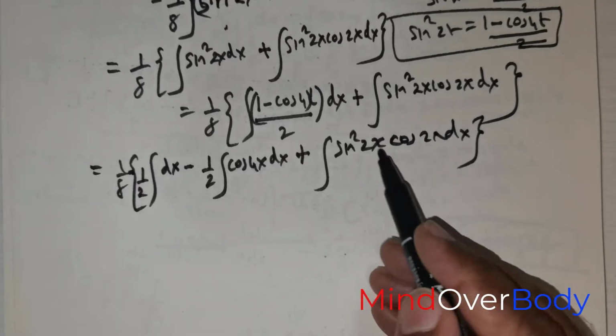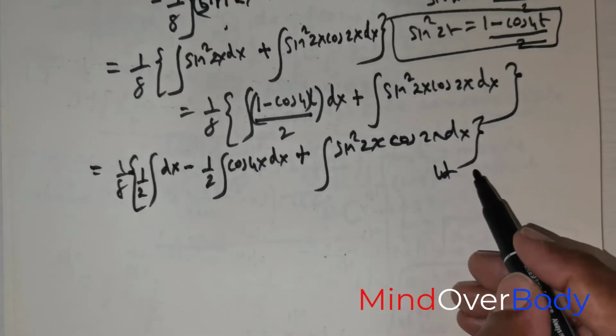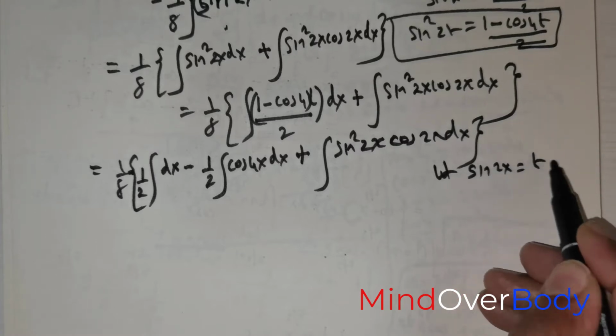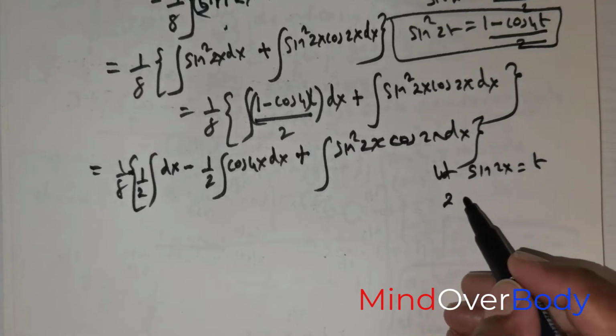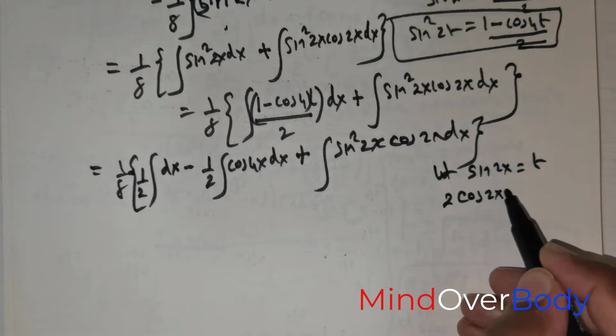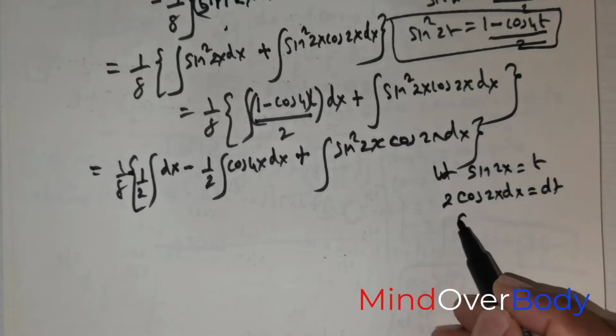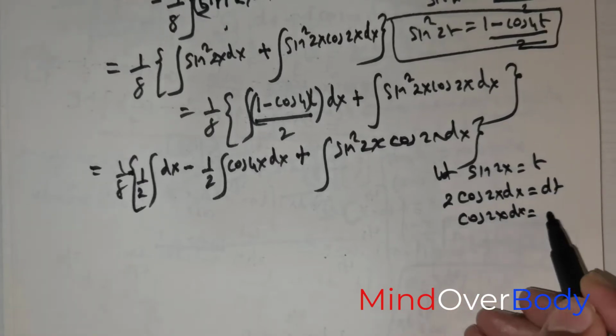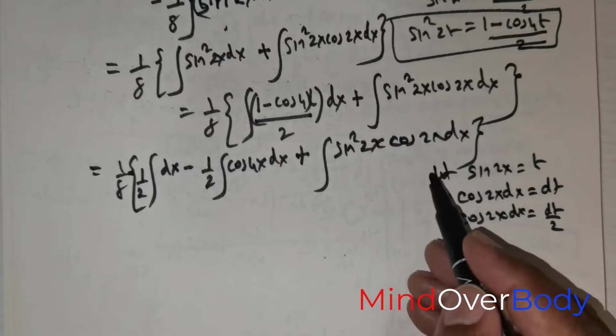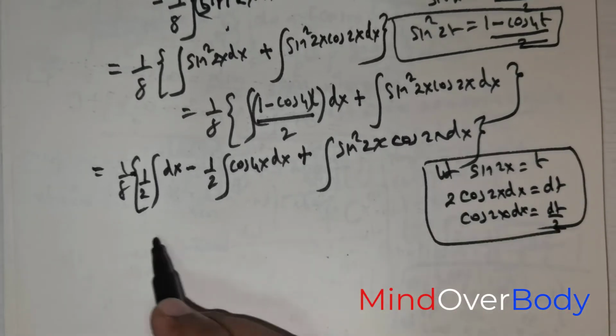Now if I were to take sine 2x is equal to t, if I were to differentiate, this is going to be 2 times cos 2x dx is equal to dt. So cos 2x dx is equal to dt over 2. So I can substitute this over here.